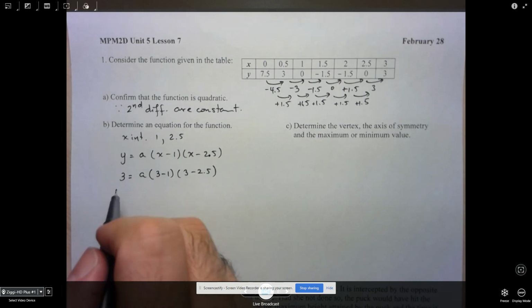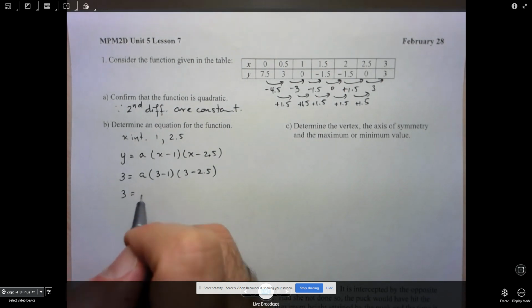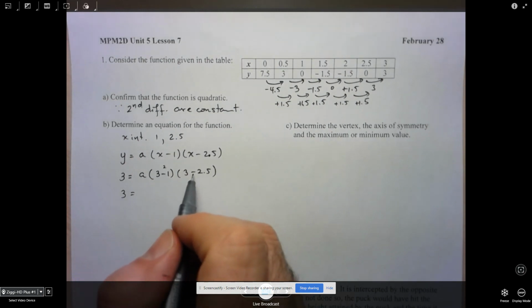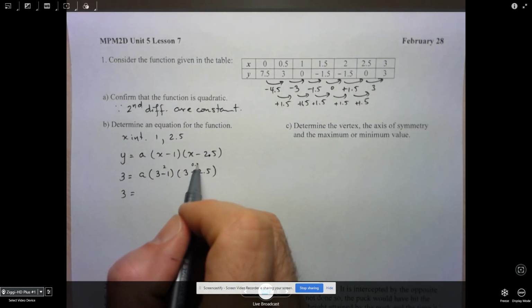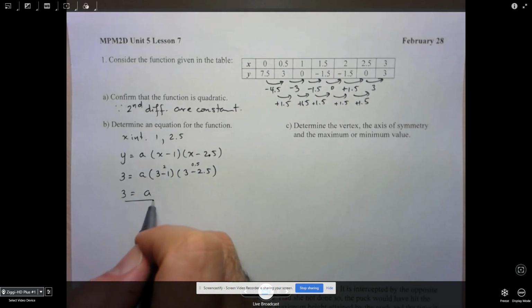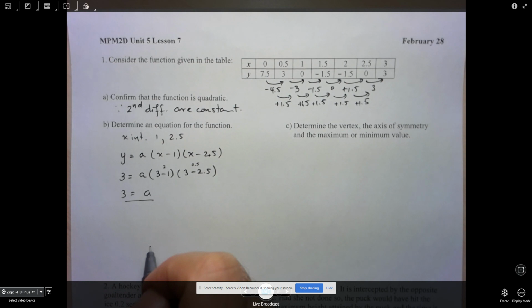So let's do this here. We have 3 is equal to a times, so 3 minus 1 is 2, and then 3 minus 2.5 is just 0.5. So 2 times 0.5 is just 1. So there we go, we actually have that a is equal to 3. We can now write our model.